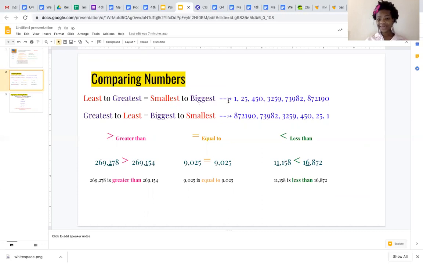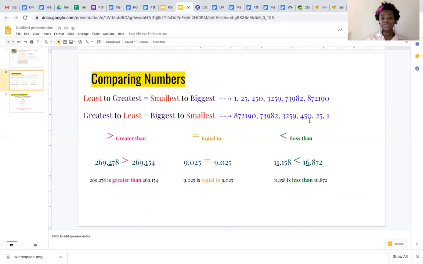On the first line, the numbers are getting larger. They're getting bigger. They're getting greater. Okay. On the second line, greatest to least, that means that we start with the largest number and we end up with the smallest number in the set of numbers given.